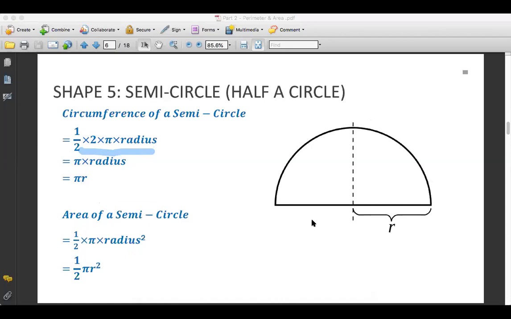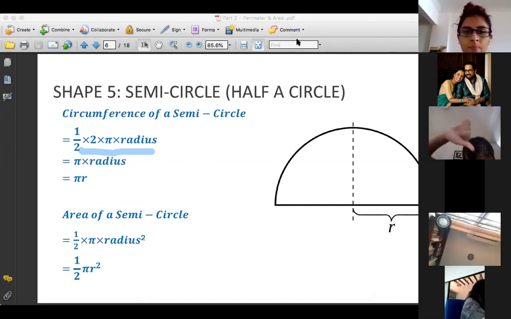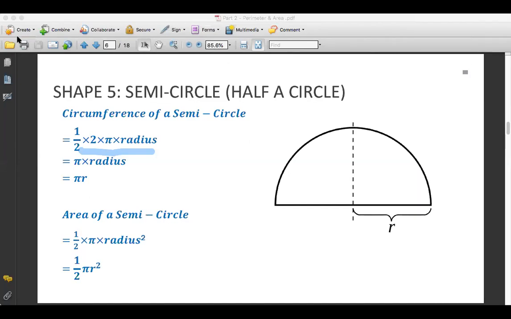Now, who does not understand this so far? Okay, if you understand half a circle, please show me your thumbs up. If not, thumbs down. Thumbs down, thumbs up, thumbs down, thumbs halfway. One more time? Okay, let me try to explain again. Let me see. How do I annotate this?